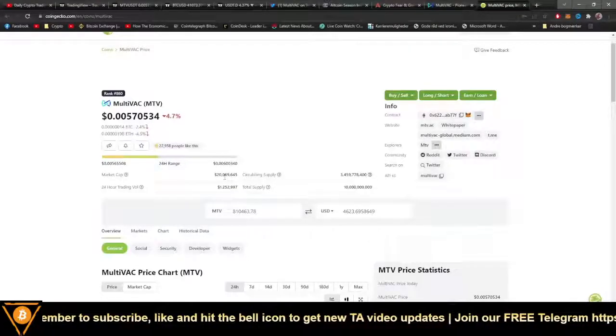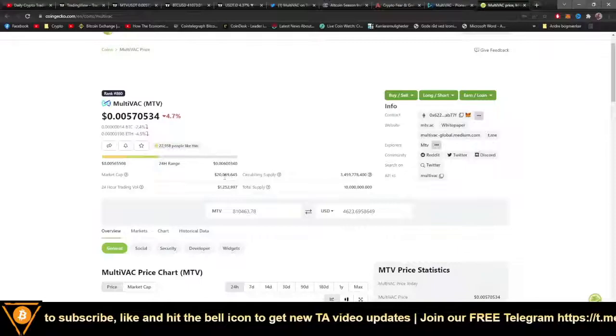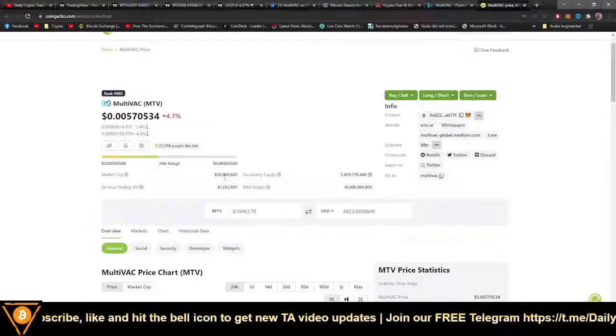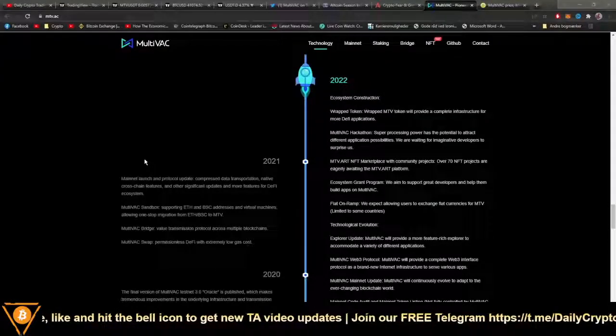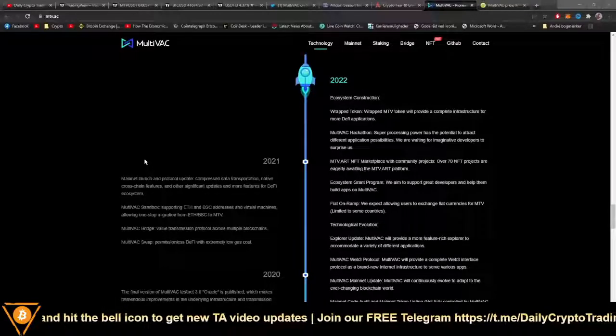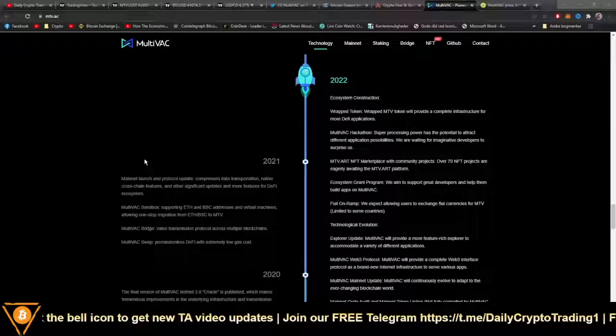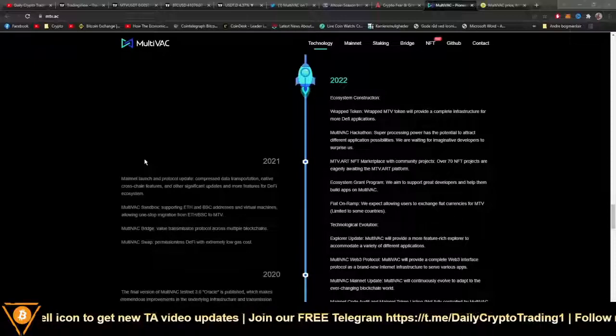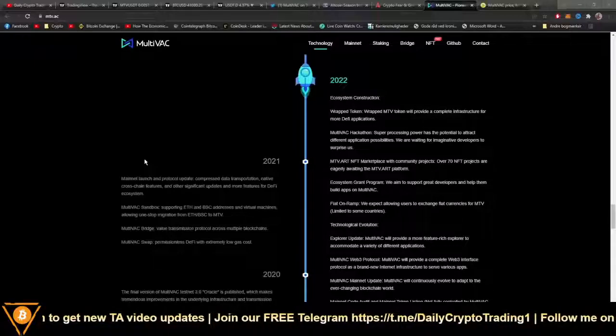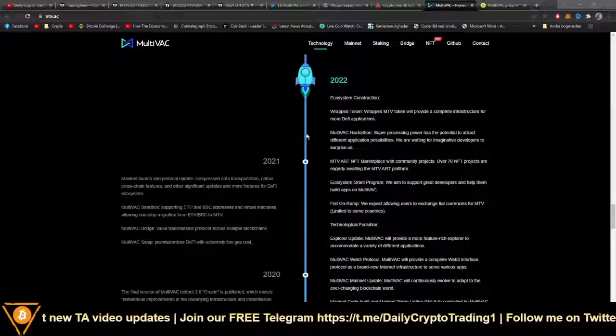However, of course, there are some red flags, which I will be talking about in a moment, guys. So let's look at the fundamental change for MultiVAC. Now, I'm not going to go through all of this. You guys can go to mtv.ac, that is the official website. You can read the new roadmap.